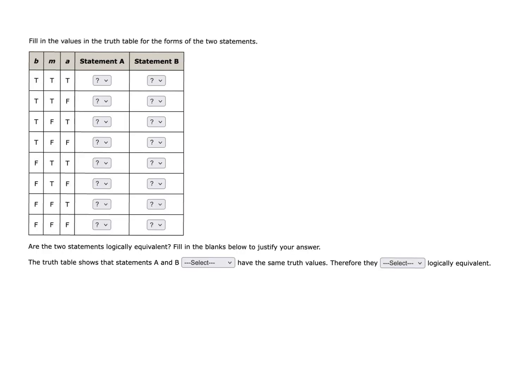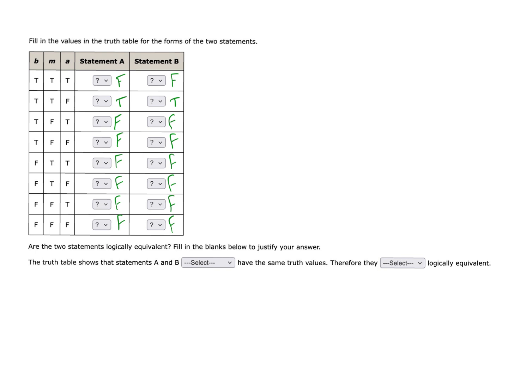Okay, so now we've actually done the work of creating truth tables for statement A and statement B, so I can fill in the answers in WebAssign. So this was false, true, and then false, false, false, false, false, false. And statement B was also false, true, false, false, false, false, false, false.